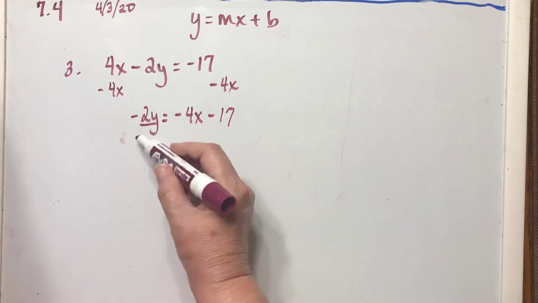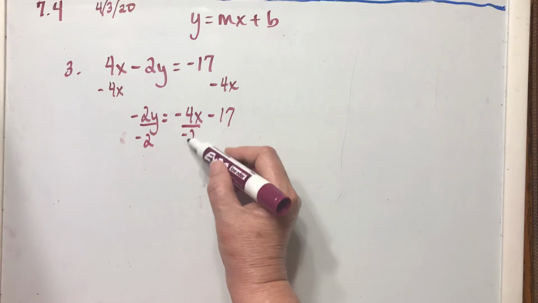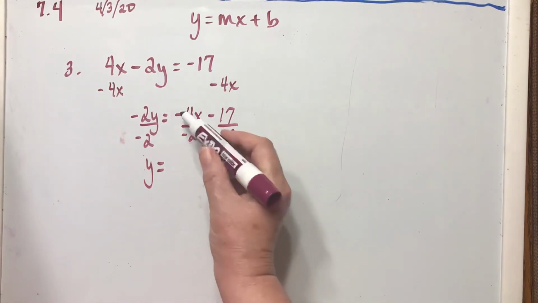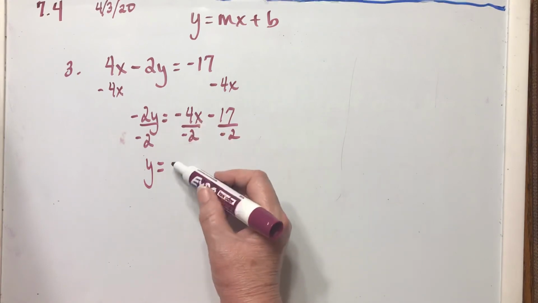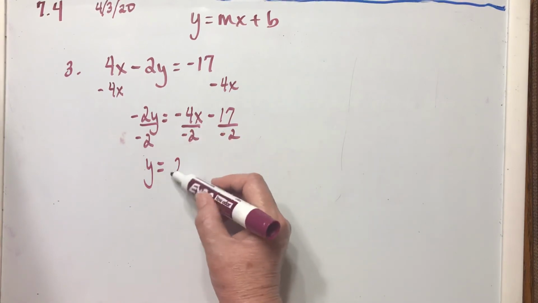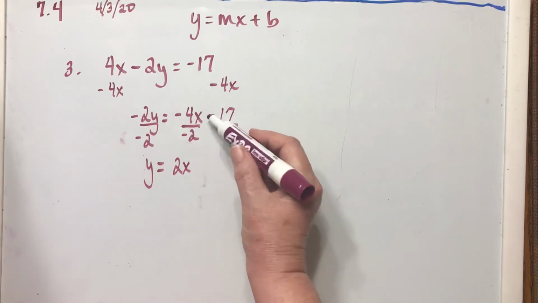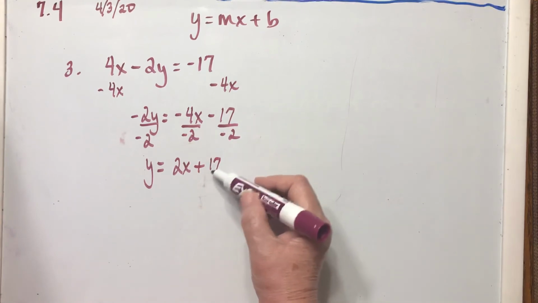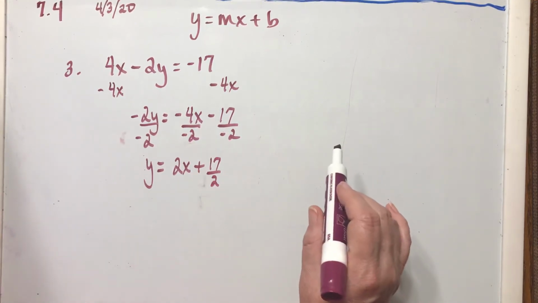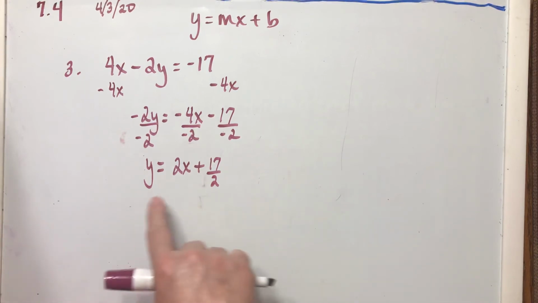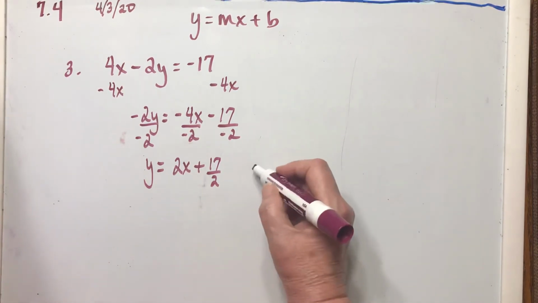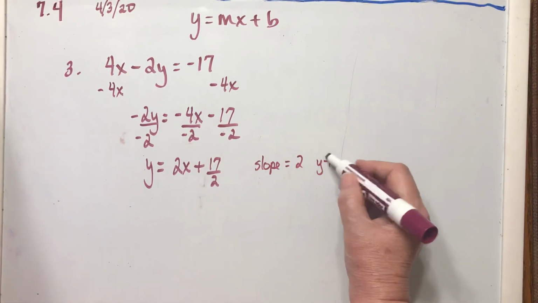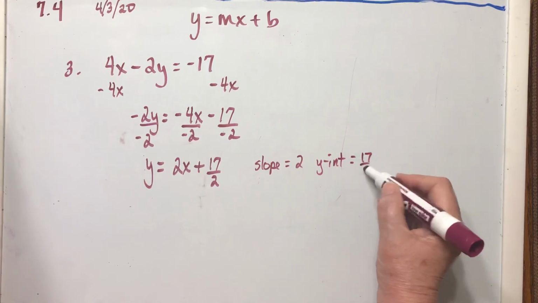And now I divide everybody by negative 2 and give everybody their own little personal denominator. So now I have y equals negative 4 over negative 2 x. That's going to simplify. First of all, a negative over a negative is going to be positive 2x. A negative over a negative, that's going to be plus 17/2. This does not simplify. Don't change it to a decimal. Leave everything in fractions with these problems. So now I have the right form. I have it solved for y. So my slope is 2, and my y-intercept is 17/2.